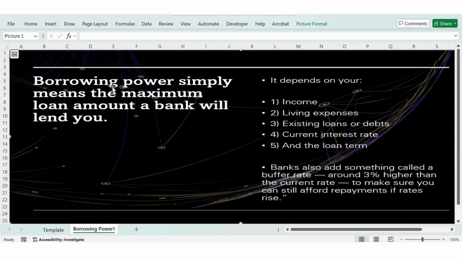First, let's understand borrowing power. Borrowing power simply means the maximum loan amount a bank will lend you. So it depends on several factors like your income, living expenses, existing loans and debts, current interest rate, and the loan term. Generally, banks also add something called a buffer rate, around 3% higher than the current rate, to make sure you can still afford repayments if rates rise.